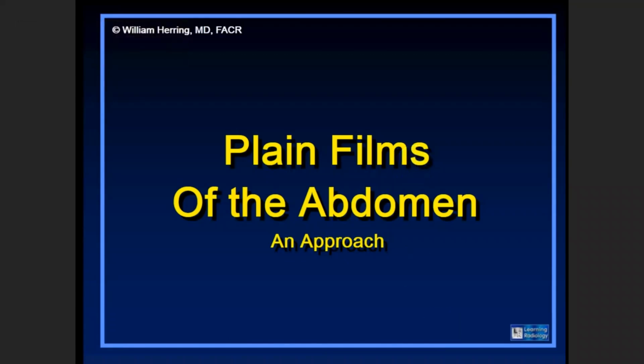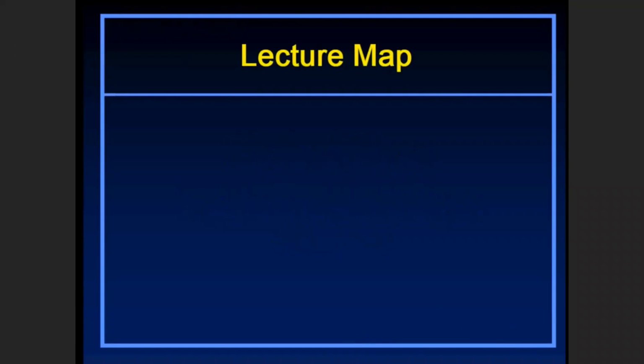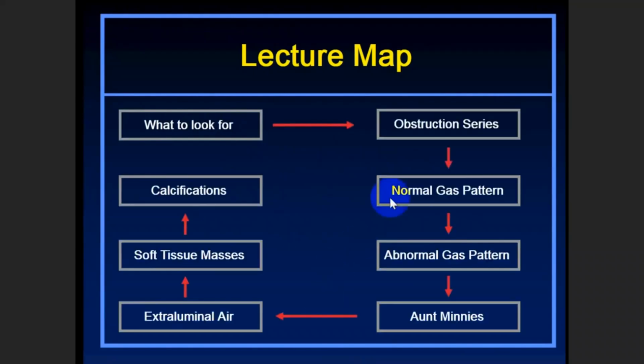Starting with plain films of the abdomen. Our lecture map for today, what to look for, starting with bowel obstruction series, then the distribution of normal gas pattern and abnormal gas pattern, and some cases you should know, then extraluminal free air, soft tissue masses, and calcification.